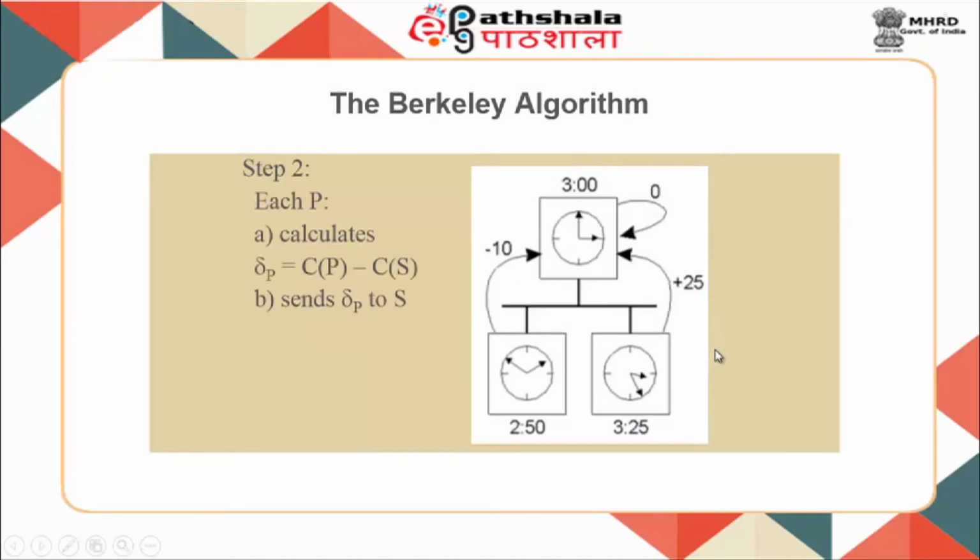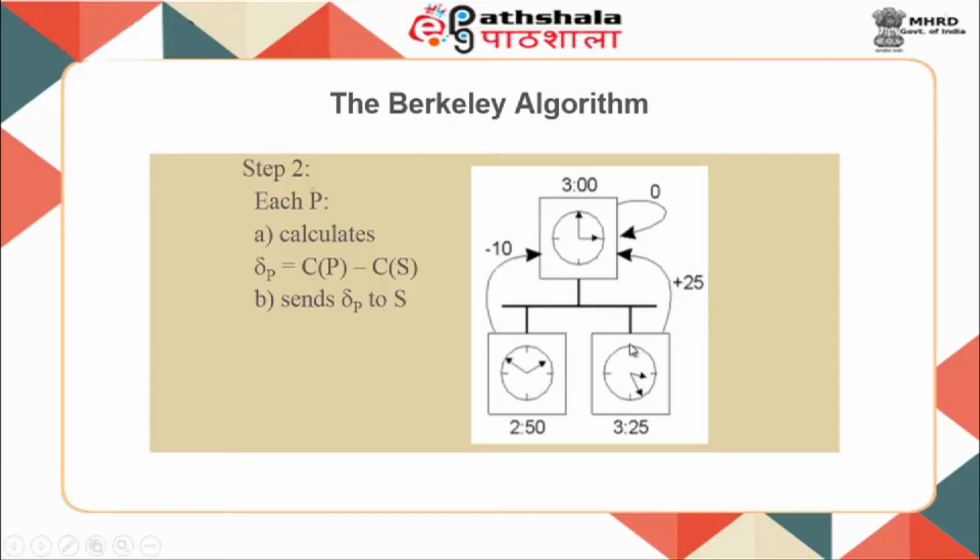In step 2, each process will calculate the delta p. How is it calculating the delta p? This process has got 2:50 and is getting the value of 3. So, 2:50 minus 3 is minus 10. It is sending back minus 10, saying that, hey, I am backwards or I am slower than you by 10 units of time.